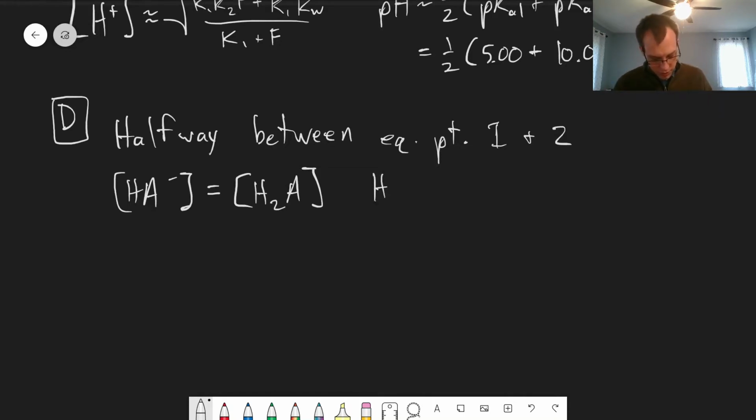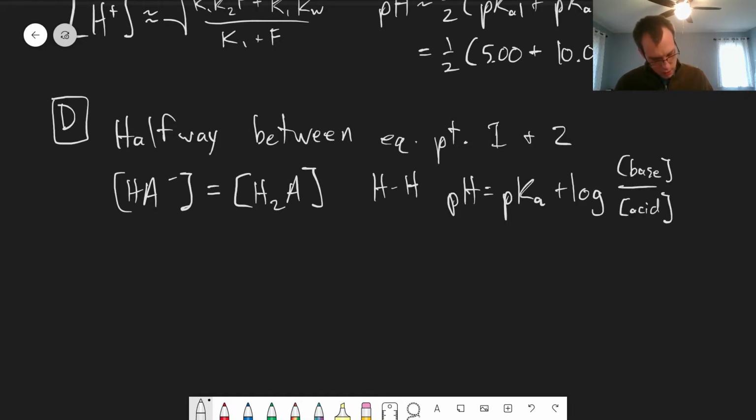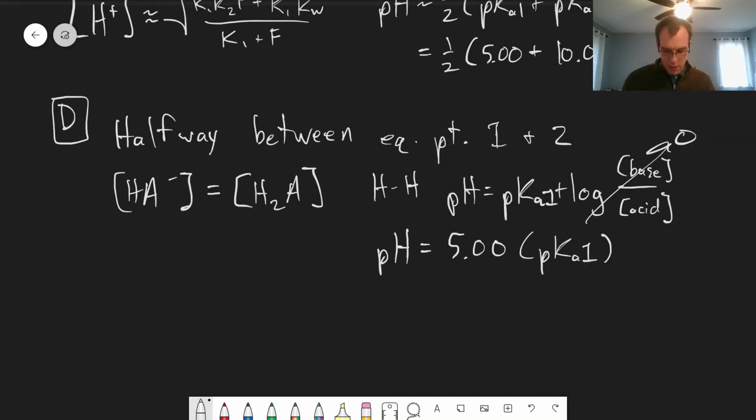So again, we can use the Henderson-Hasselbalch equation, pH equals pKa plus log base over acid. This term is going to go to 0, and it's key to note here that this is pKa1 now, because our fully protonated form is the acidic form. So that'll give us a pH that is equal to 5, because that's the value of pKa1. Okay, so again, we could find different points along the curve, but the key is that this is a buffer here. So I'm just picking a point that's easy to calculate.